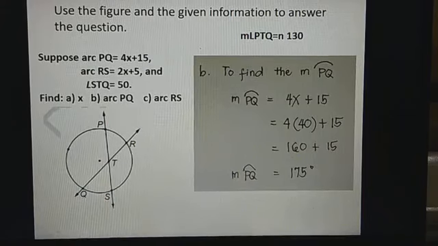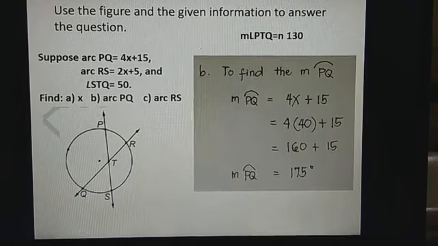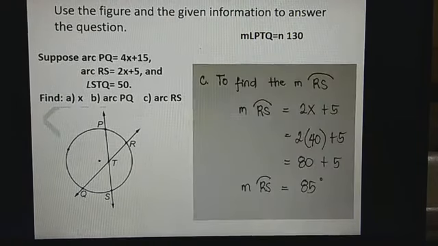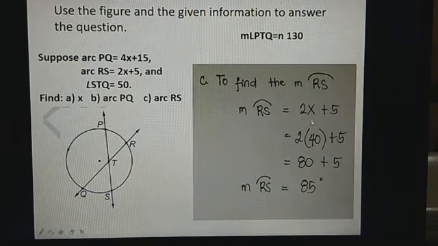So, ganun siya ka-easy. Sundan lang natin yung procedure. Ngayon naman, kunin natin ang measure ng arc RS. Same lang yung procedure sa letter B. To find the measure of arc RS, and the measure of arc RS is equal to 2x plus 5, let us substitute 40 for the value of x. So, 2 times 40 plus 5, simplifying, 2 times 40 is 80 plus 5 gives us 85. Therefore, the measure of arc RS is equal to 85 degrees. So, that's the application of the theorems for the angles formed by tangent and secant.